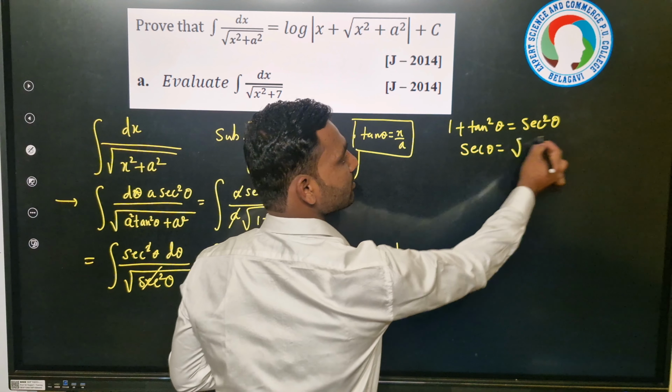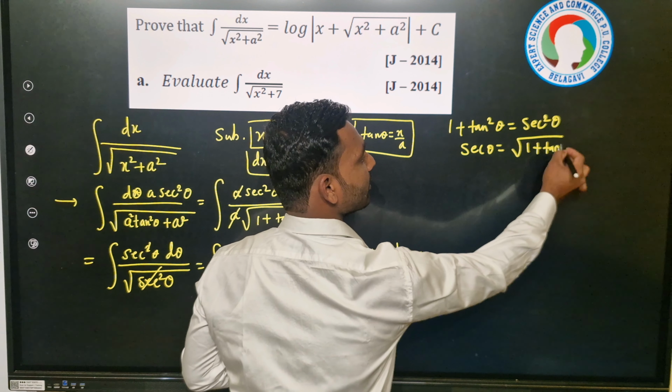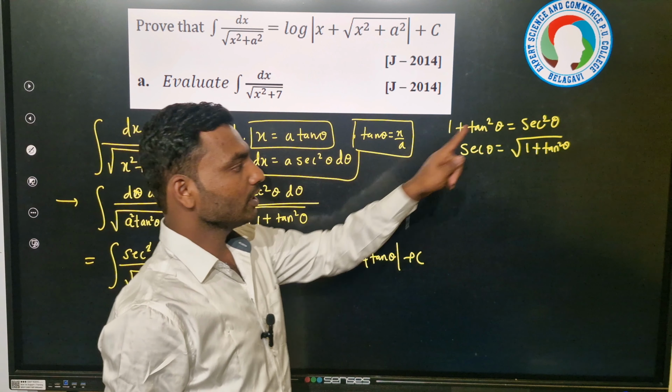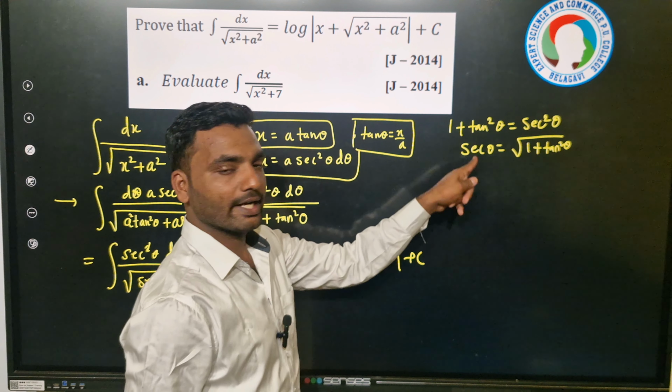Then sec theta is equal to square root of 1 plus tan square theta. So if you know the tan theta value, then you will get the sec theta. So sec theta is equal to square root of 1 plus x square by a square, because what is the value of tan theta? That is x by a.